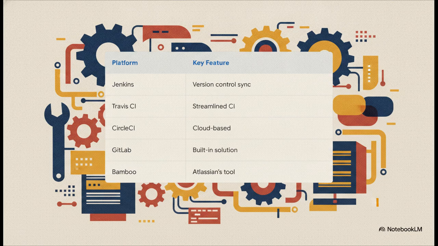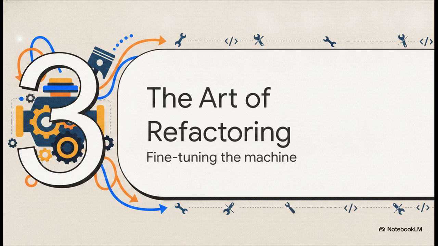And Bamboo is Atlassian's tool, which integrates perfectly with Jira and Bitbucket. Finding the right fit here is step 1 to turning your chaotic development process into a well-oiled machine. Section 3, the art of refactoring, fine-tuning the machine.